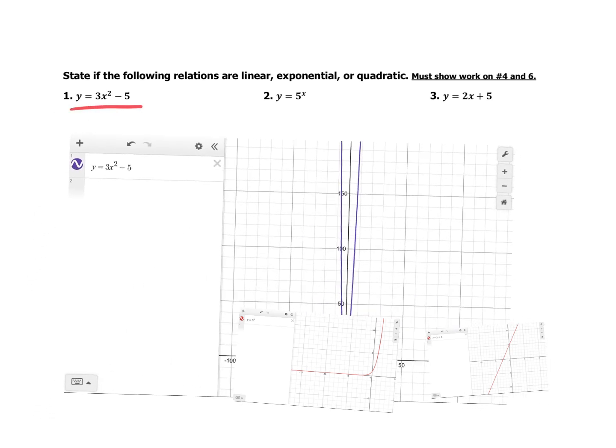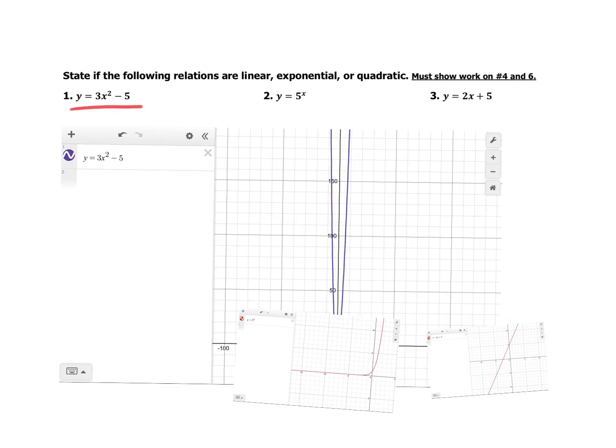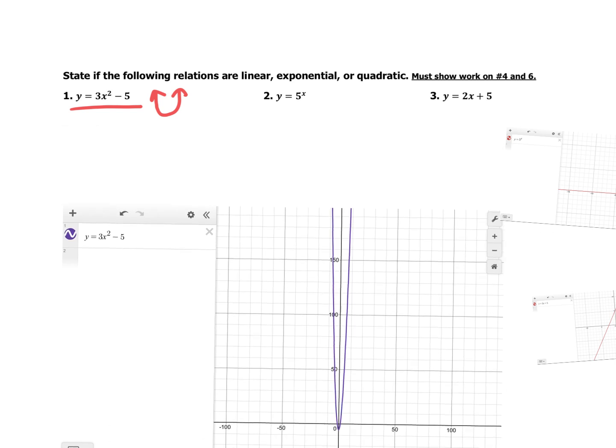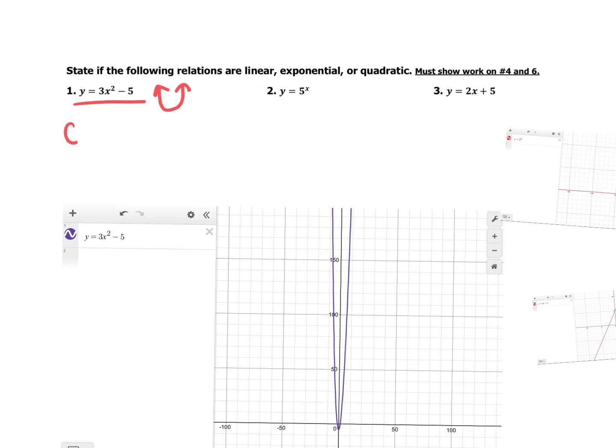Well, this is what it looks like. Let me go ahead and move these out of the way. It is like a U-shape. I mean, it's kind of pointy, but it's still like a U-shape. So when we look at quadratics, a quadratic will look like a U. So this one is quadratic.